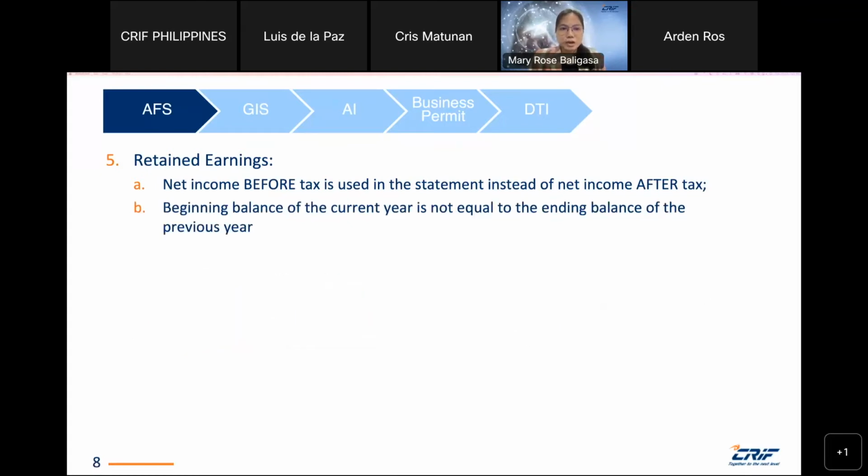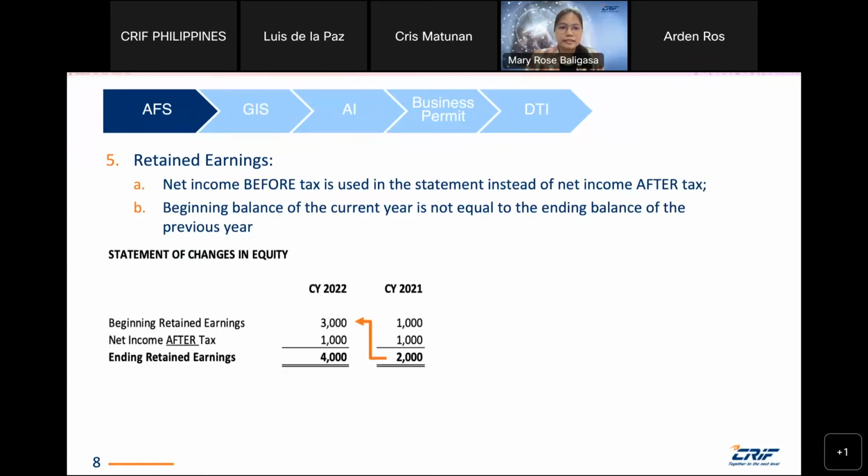So the next one for the retained earnings is the beginning balance of the current year is not equal to the ending balance of the previous year. So let's take a look at some sample illustration for further understanding.